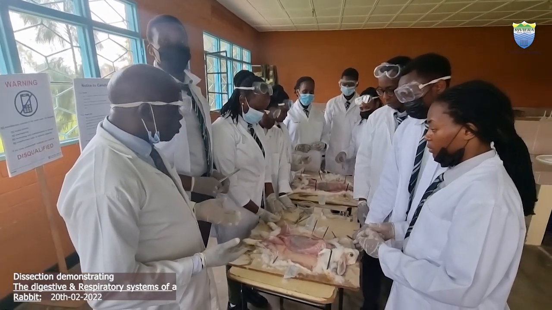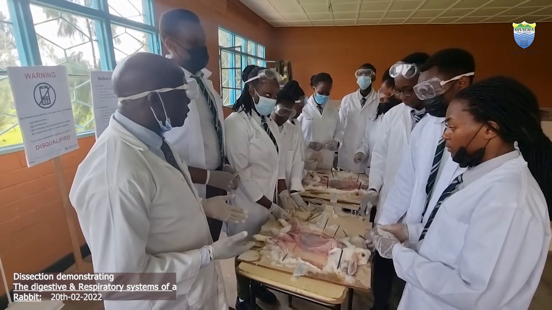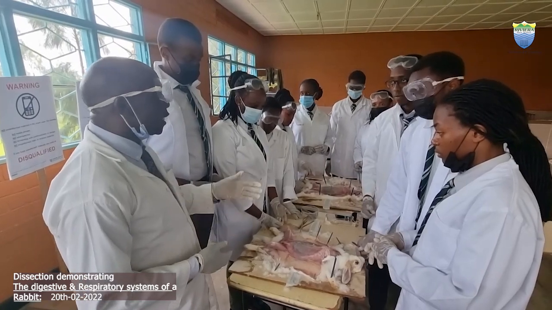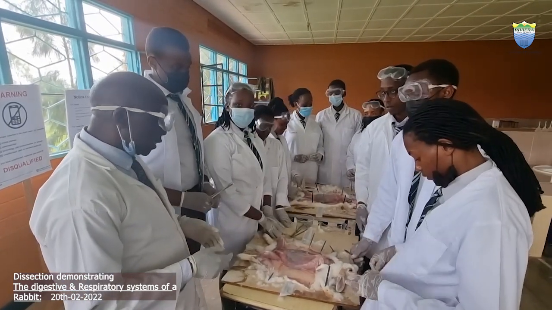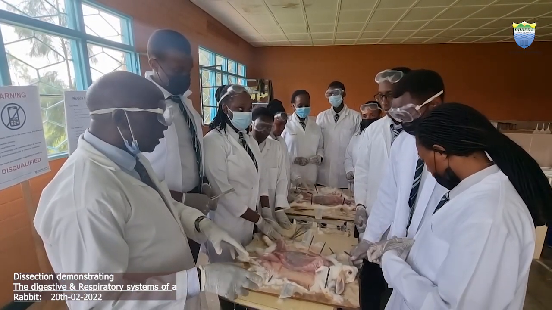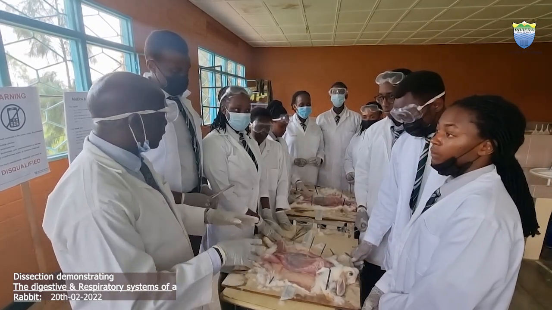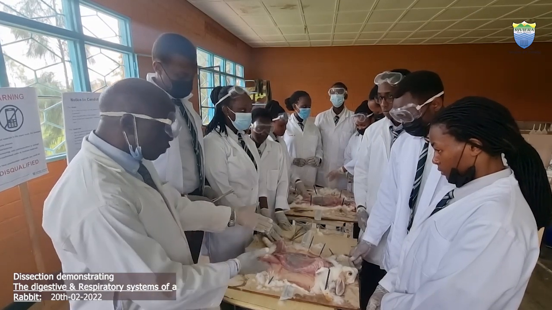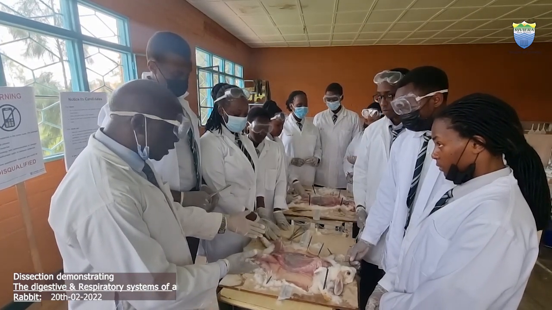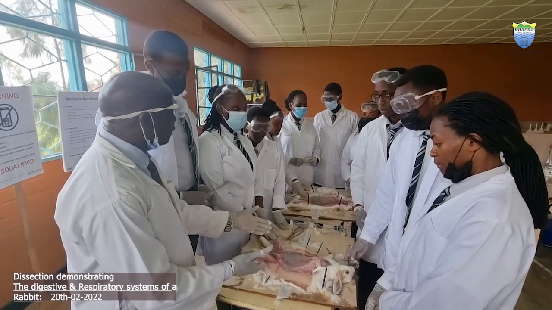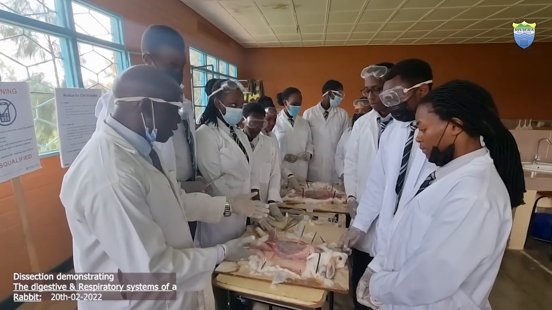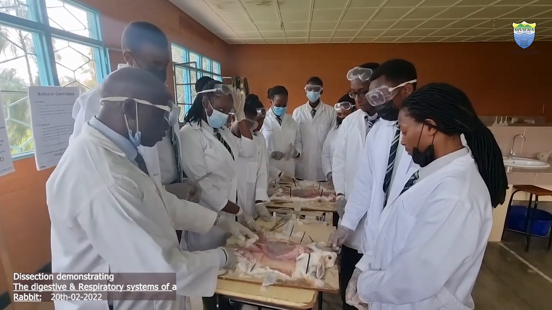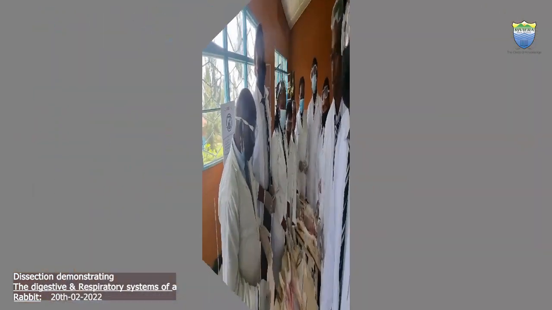The animal is the rabbit, it's a mammal, and we have anesthetized it by using chloroform. We put it in a bucket, shake the bucket and paralyze it, and after it has been anesthetized, we transfer it to the dissecting board and pin it ventrally. We pin it ventrally like we have done, and then we begin dissection from down by removing the outside skin.